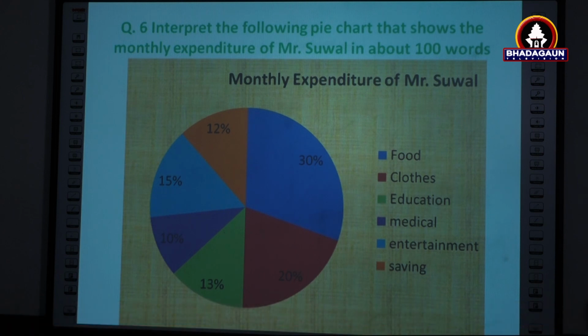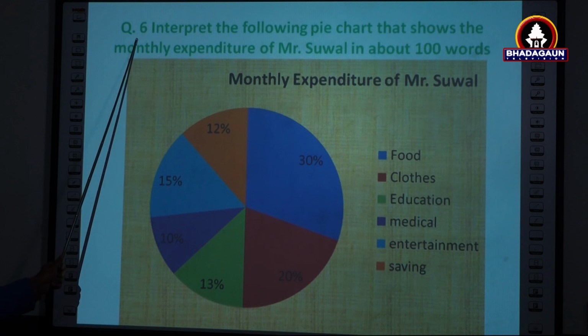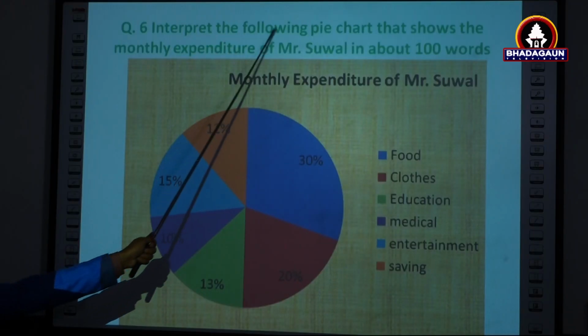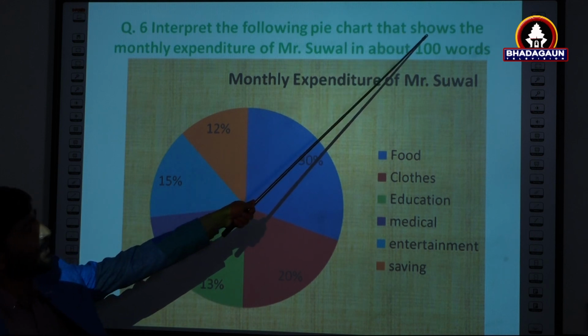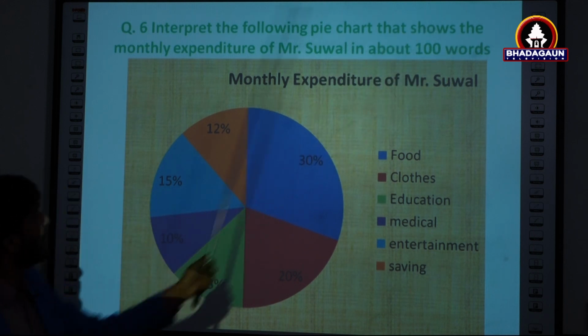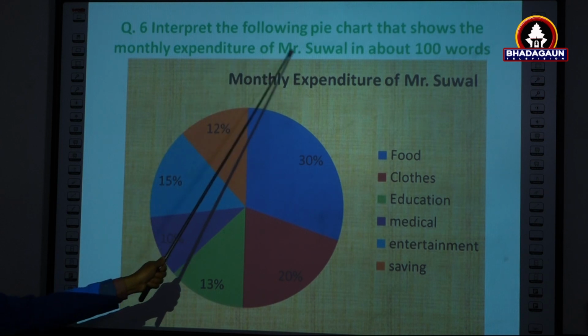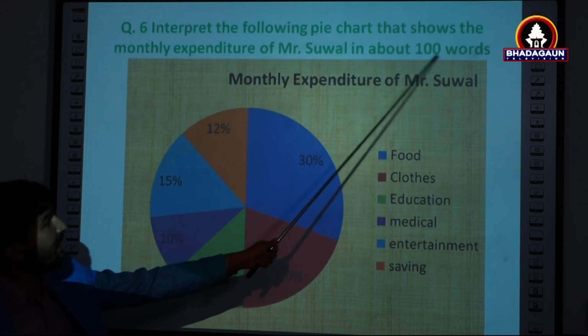Now move to the next, this is the main problem. This type of question will be asked in our exam. So question number 6 will be there. Always this type of interpretation of para-orthographic text is given in question number 6, and the question will be in such a way: interpret the following pie chart that shows, this is the content, right? Shows the monthly expenditure of Mr. Sual in about 100 words.